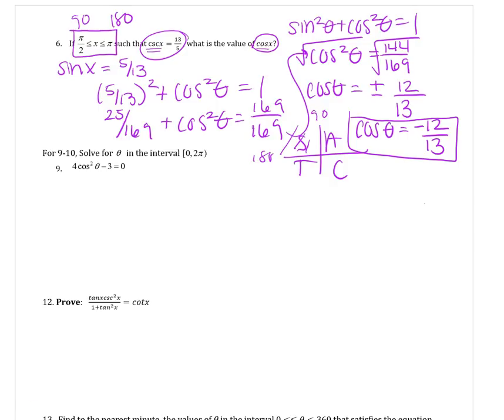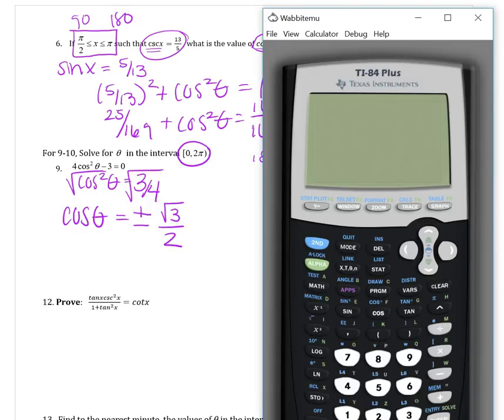All right, so now for number 9, we're going to solve in the interval of 0 to 2 pi. Notice it's in radians, so my final answer should be in radians. Solve for cosine. So I'll add over the 3, and then divide by 4. When I take the square root, I get cosine of theta is equal to positive and negative radical 3 over 2. Now, if you don't know this angle off the top of your head, you could use your calculator.